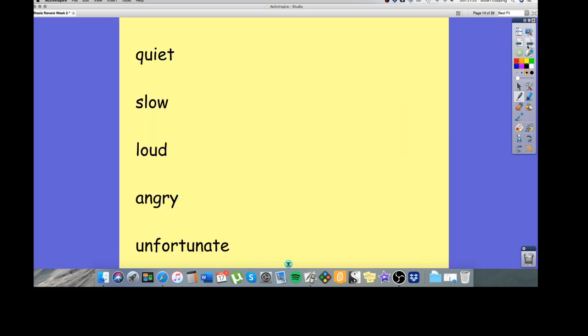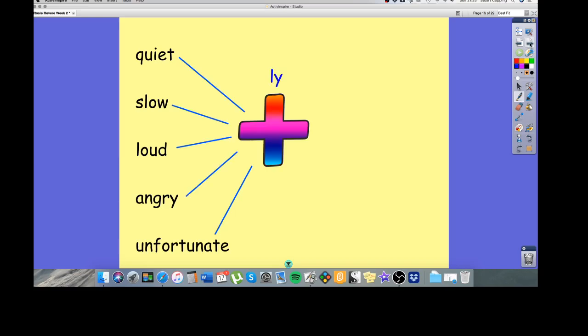So let's look at how we would add the suffix onto these words. So we've got quiet, slow, loud, angry, and unfortunate. Now they're all adjectives. The quiet man, the slow slug, the loud music, the angry footballer, the unfortunate old gentleman. They are all adjectives, but we want to make them into adverbs. So how do we do that? We add ly.